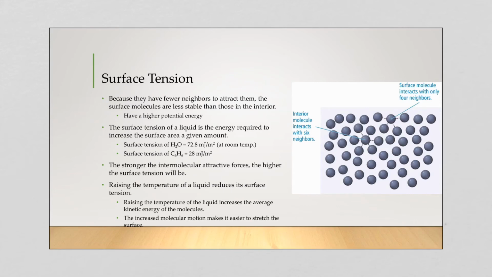So if we look a little bit closer at this phenomenon again, these surface molecules that have fewer neighbors, right? Let's say 4 here. They're going to be pulled toward the interior, right? And so if all of these molecules are pulled toward the interior and toward each other, that's going to squish those surface molecules together. They have a higher potential energy, right? Because they're not equally acted upon on all sides.